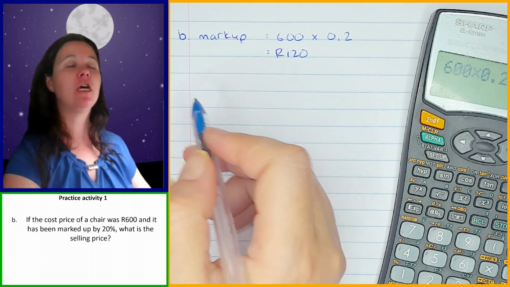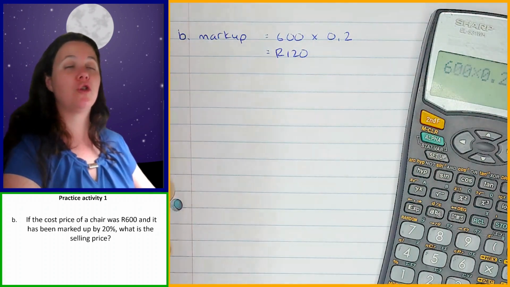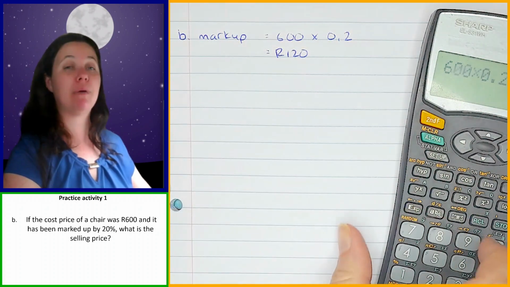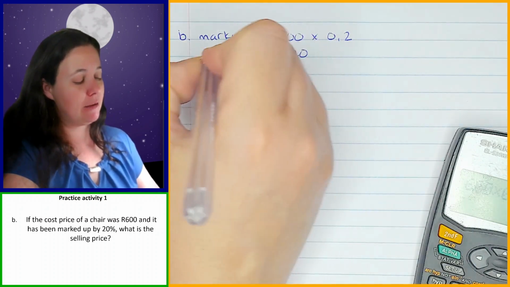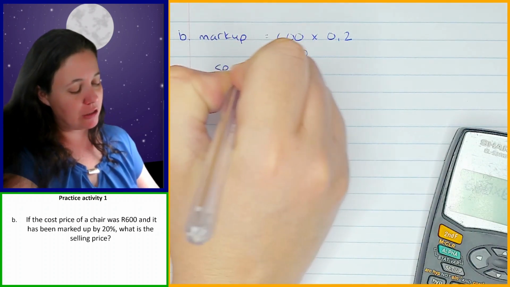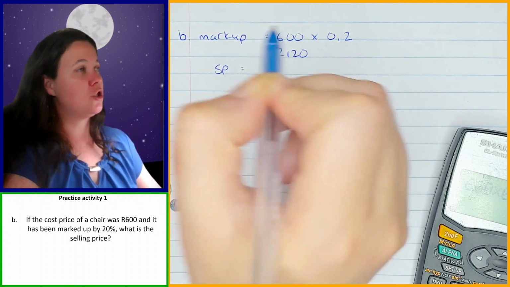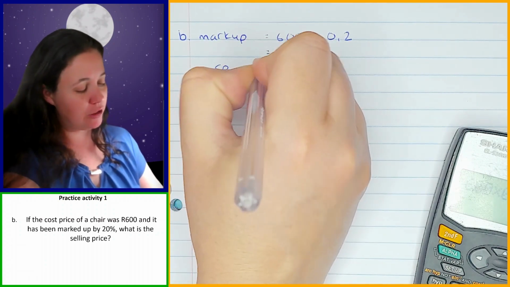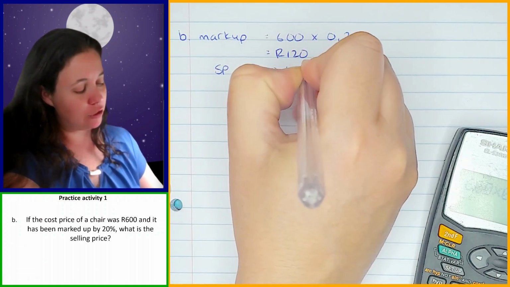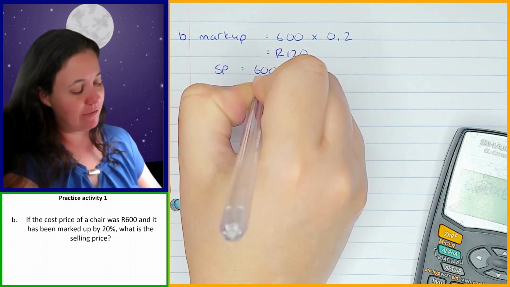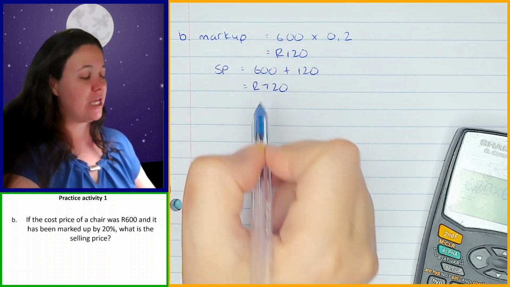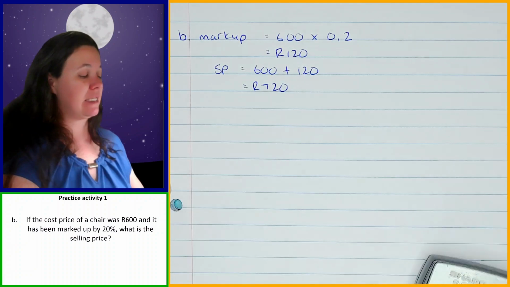That's how much the seller is adding on to the cost price, so they'll be able to make some money out of the sale. Okay, so then the selling price we're going to work out by adding this to the cost price. So it's 600 plus 120, which gives us 720 Rand. So that's how you would work out the selling price, that method.